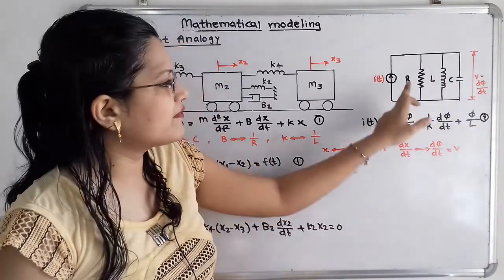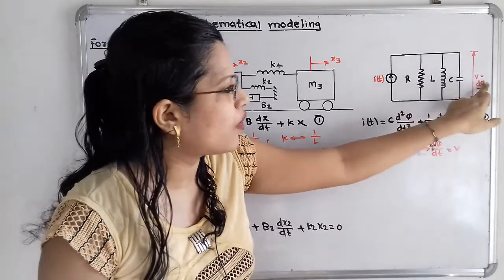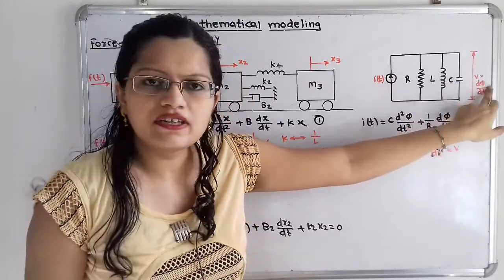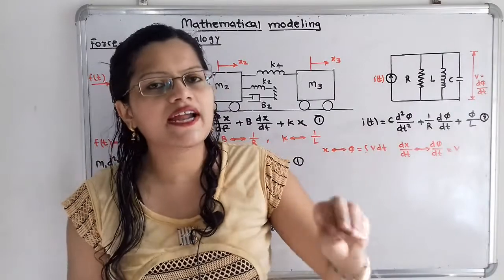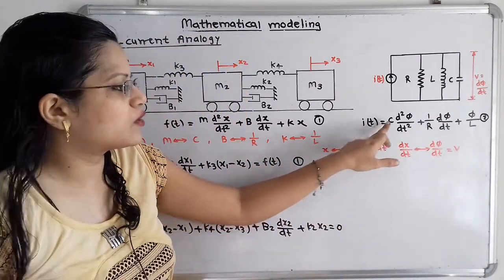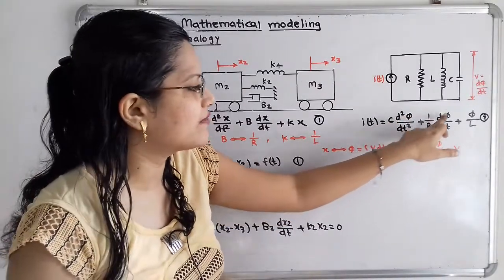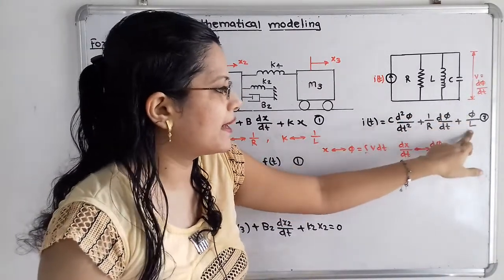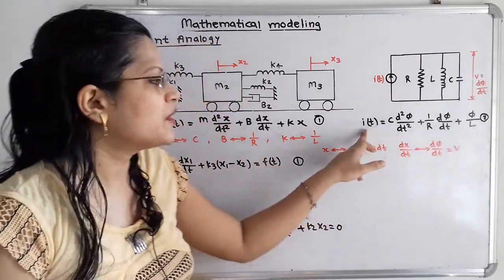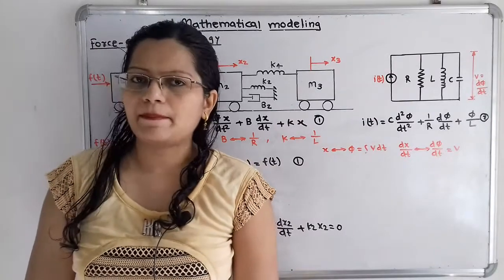We have to define all these elements, R, L and C, in terms of voltage or flux. So I will write this equation in terms of flux: I of t is equal to C d square phi by dt square plus 1 by R d phi by dt plus phi by L. This is the equation.